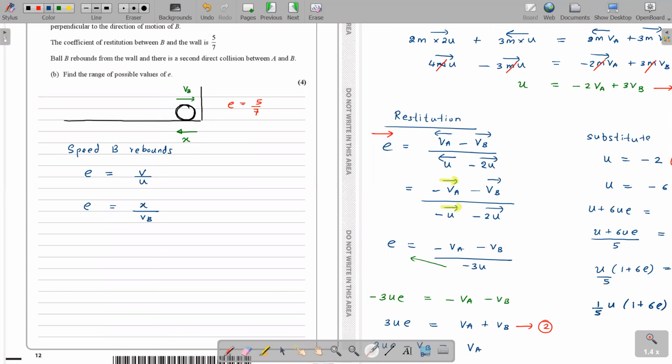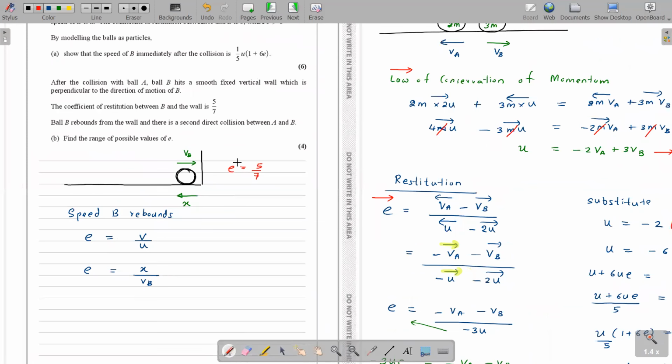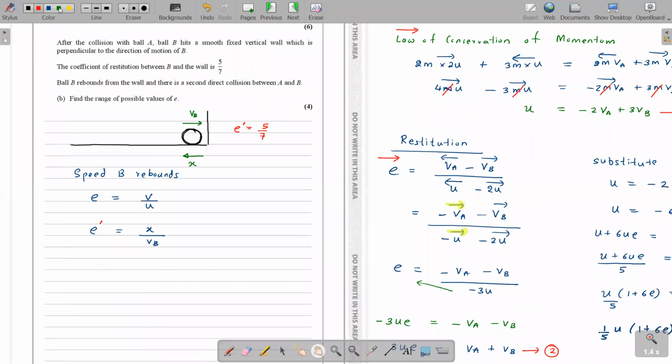Okay. So input the values here. -1. Just make sure that you do not confuse the E values. So here the E value that we have is different from the previous E value. This E value is the restitution between the wall and this particular object. So this is 5/7. Before you input the velocity B, so 5/7 into velocity B is equal to X.